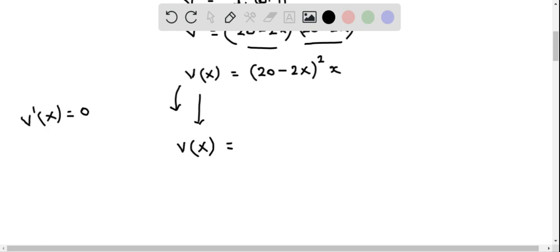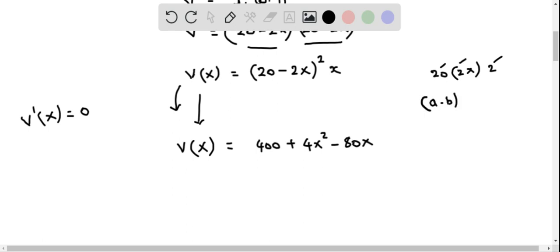20 minus 2x binomial square is 20 squared, which is 400. Then 2x quantity squared, which is 4x squared. Then the product of these two multiplied with 2, that is 20 times 2x times 2. 20 times 2 is 40. 40 times 2 is 80. We also have a negative, so it is a negative 80x. Basically, I'm using this binomial square formula, a minus b quantity squared equals a squared plus b squared minus 2ab, to expand this binomial square. And this has to be multiplied with x.